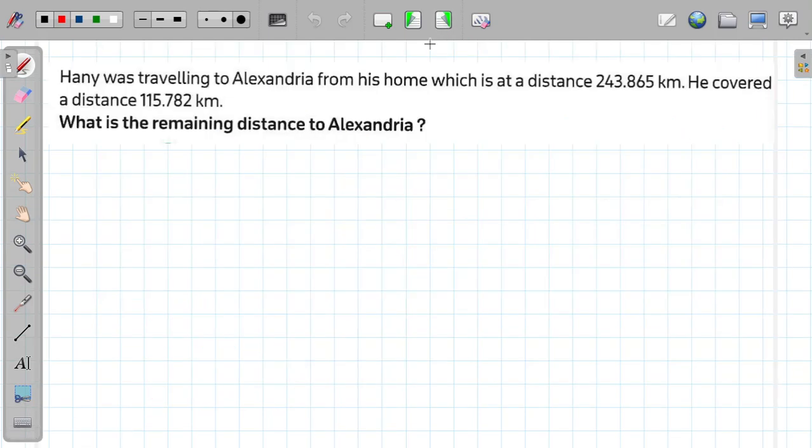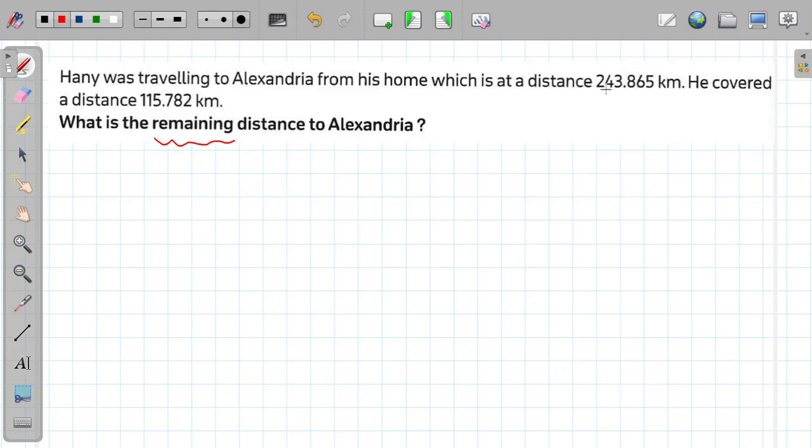Let's try the equation in a word problem. So I have here, Hani was traveling to Alexandria from his home, which is at a distance of 243.865 kilometers. He covered a distance of 115.782 kilometers. What is the remaining distance to Alexandria? Remaining here means I will subtract the two numbers, okay? But I want first to put this situation in an equation, okay?